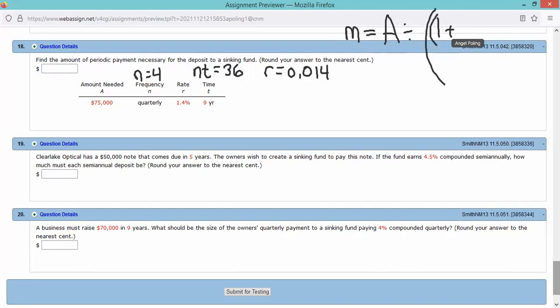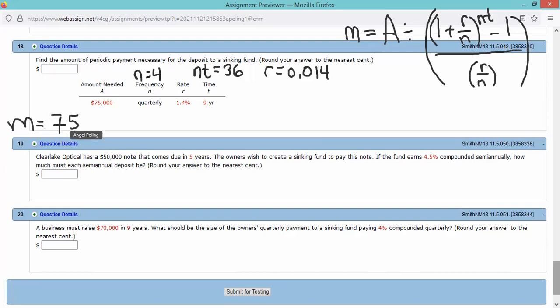that 1 plus r over n to the nt, subtract 1, divided by r over n. Okay, so m equals 75,000, not times, but divide by 1, 2, I'm going to go for 3 because I'm going to do the quotient slowly.